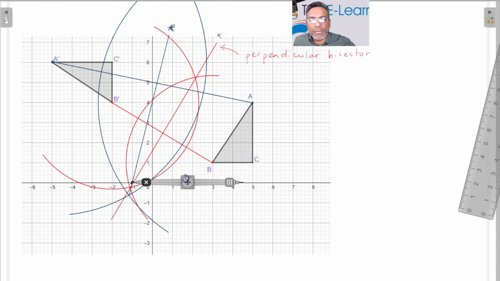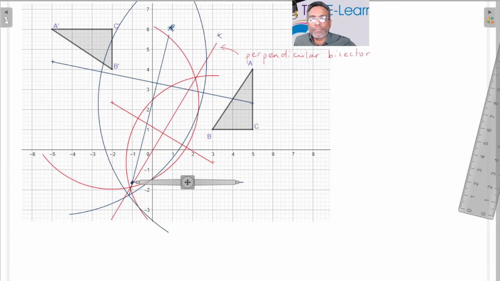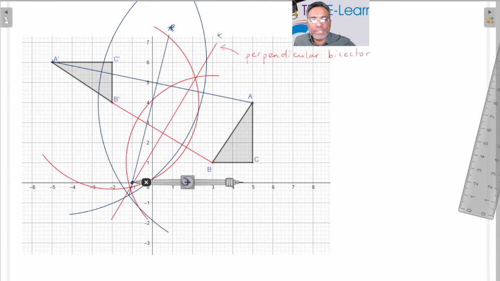So if I were to take my compass here and let's open it to the point A. So let's say here, that's the point A. Now let's rotate this here and see if it passes through A prime. You'll notice that it does. It does pass through A prime. Now let's check it for maybe C as well.